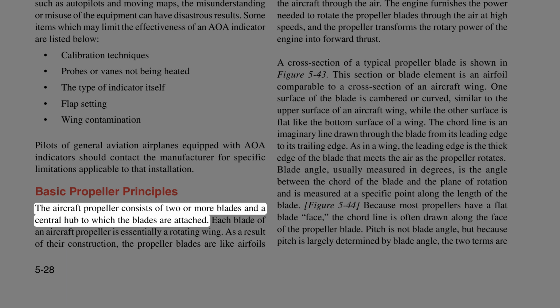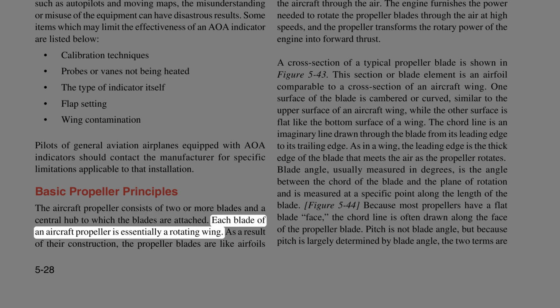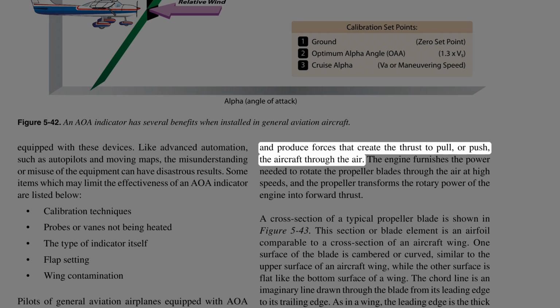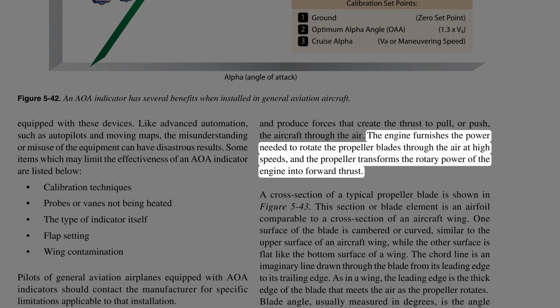The aircraft propeller consists of two or more blades and a central hub to which the blades are attached. Each blade of an aircraft propeller is essentially a rotating wing. As a result of their construction, the propeller blades are like airfoils and produce forces that create the thrust to pull, or push, the aircraft through the air. The engine furnishes the power needed to rotate the propeller blades through the air at high speeds, and the propeller transforms the rotary power of the engine into forward thrust.